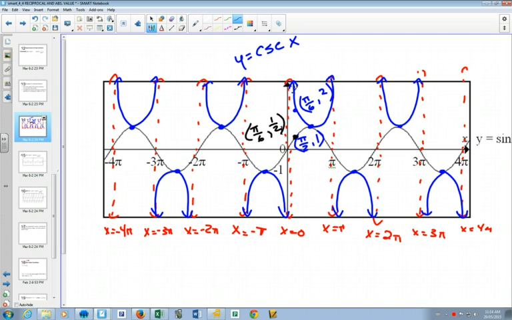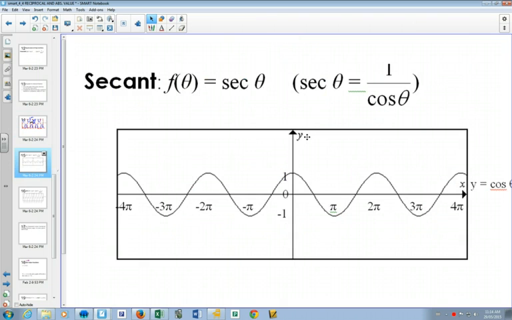So we draw our sine graph first, and then we can do the reciprocal from there. Yes? How do you represent cosecant on the circle? I'll show you that in a second. Okay? I'd like you guys to try secant. Yes, Jessica.